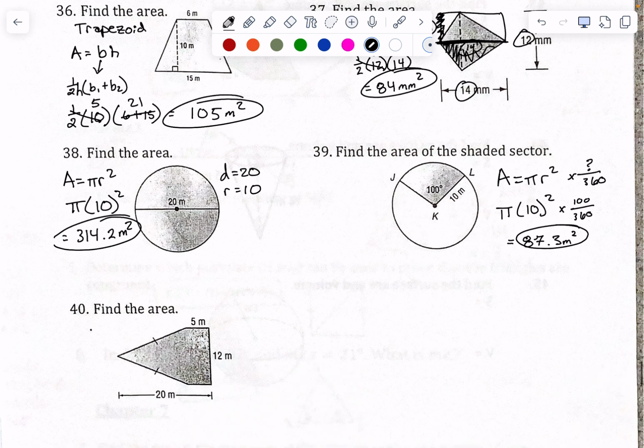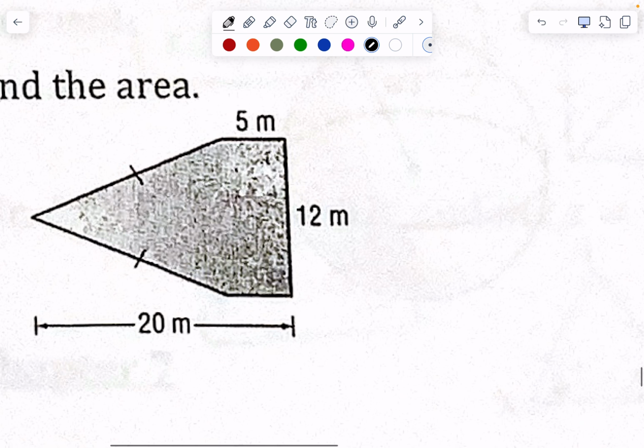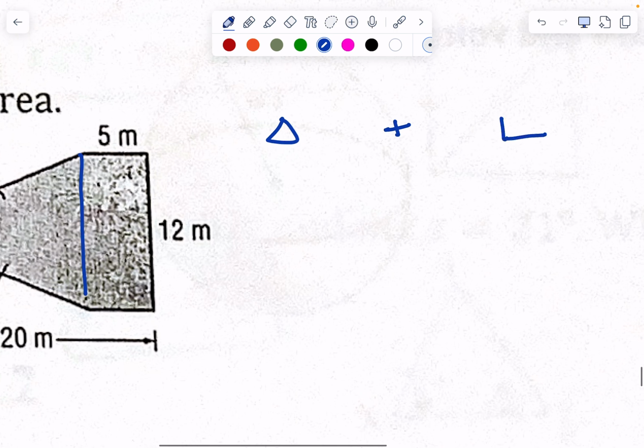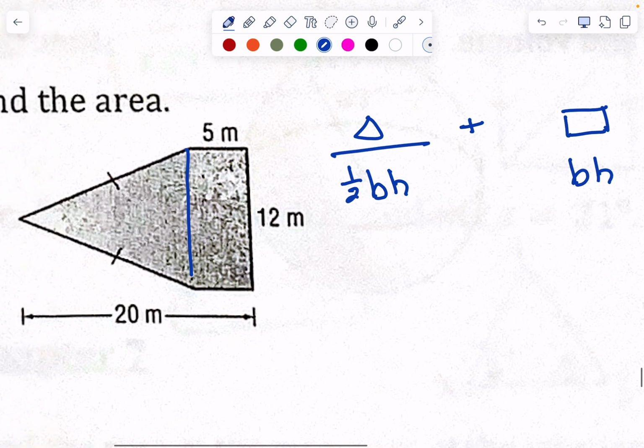Okay, 40. What is this? It is what's called a composite figure. It is a triangle plus a rectangle. How do you find the area of a triangle? 1/2 base times height. The area of a rectangle is just base times height. So let's talk about the rectangle first.